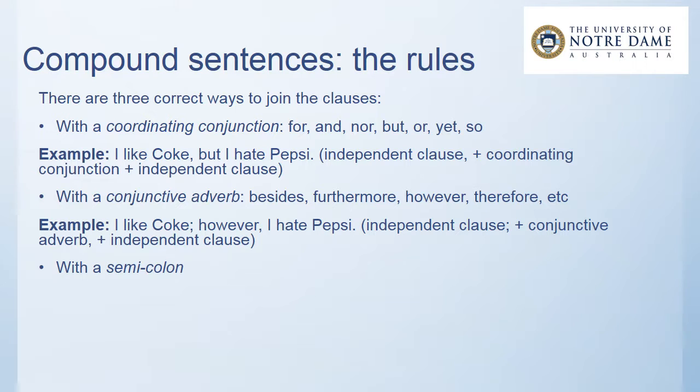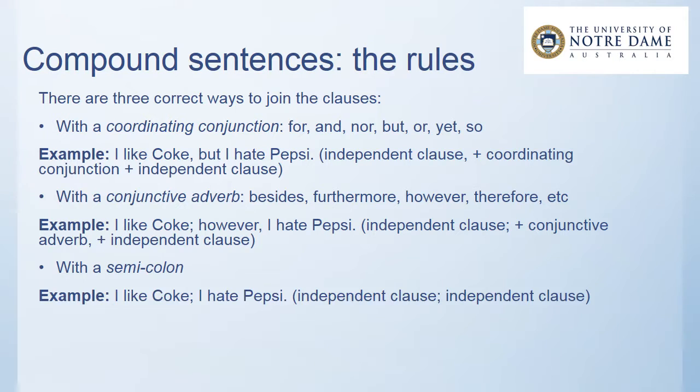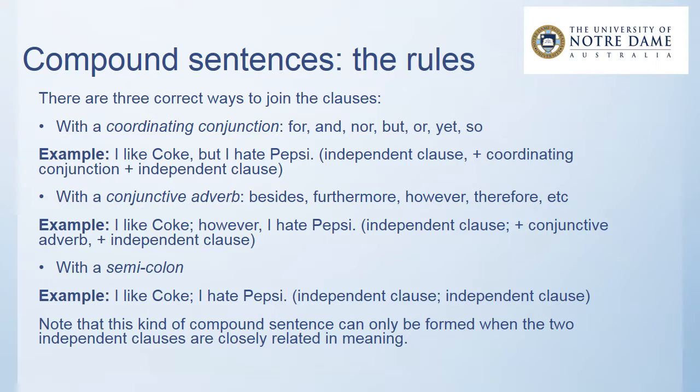We can also join the clauses with just a semicolon. Example, I like Coke; I hate Pepsi. These are two independent clauses joined with just a semicolon. So it's okay to do that, but it's not okay to use a comma. This kind of compound sentence can only be formed when the two independent clauses are closely related in meaning.